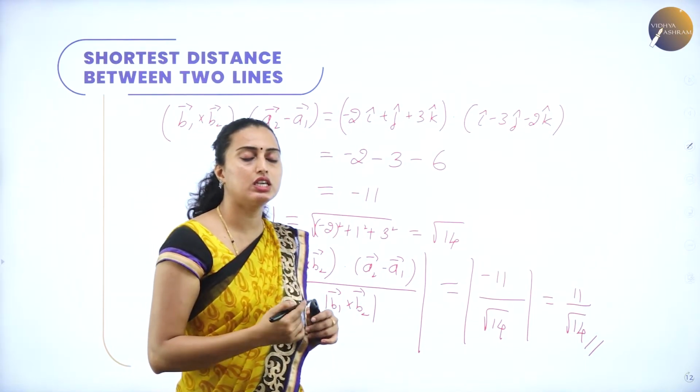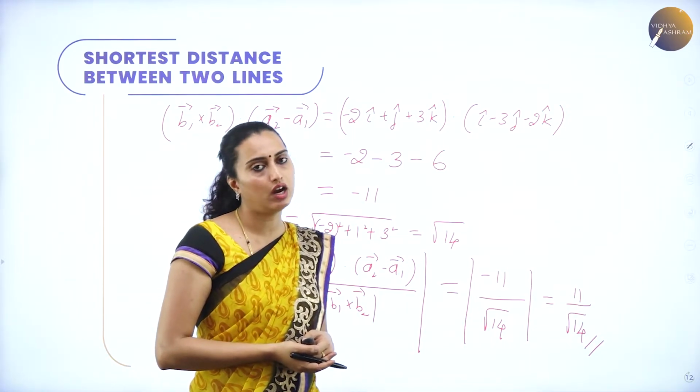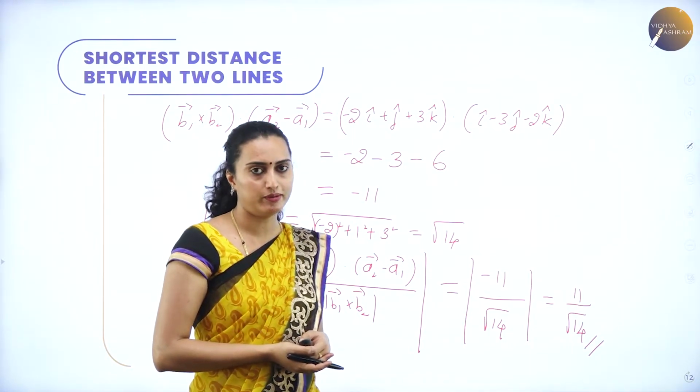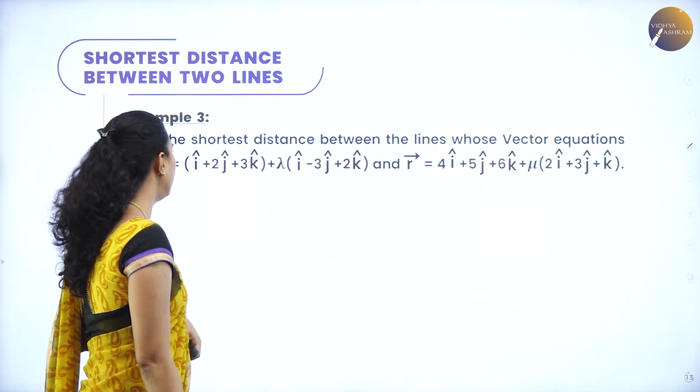So that only we are taking here modulus. So 11 divided by root 14 is your answer for this problem. I hope you got this one. Now we'll be moving on to the next one, dears.